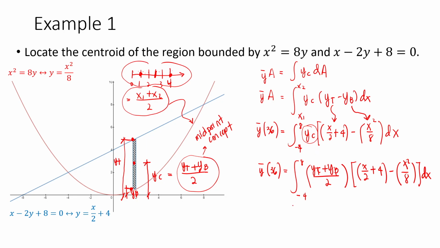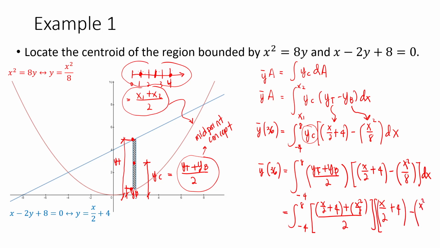So if you're going to plug in y top and y bottom, so this will be negative 4, then 8, and then this becomes, so y top is x over 2 plus 4, and then plus x squared over 8 all over 2, then multiplied by the other part, x over 2 plus 4 minus x squared over 8 dx. Then bar y, then 36.